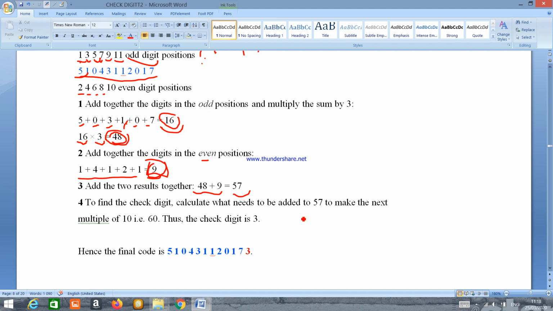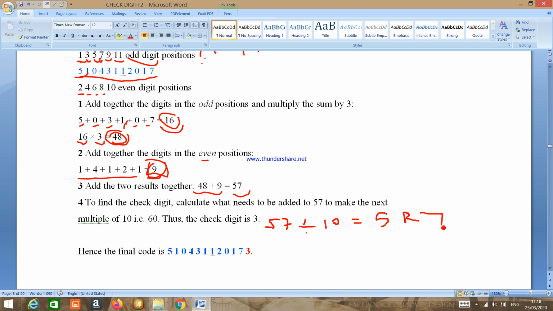Now what we have to do with the 57? We divide it by 10. So 57 divide by 10. We get 5, and remainder is 7. Now what we have to do? 10 minus the 7, we get a 3. So the check digit is 3.